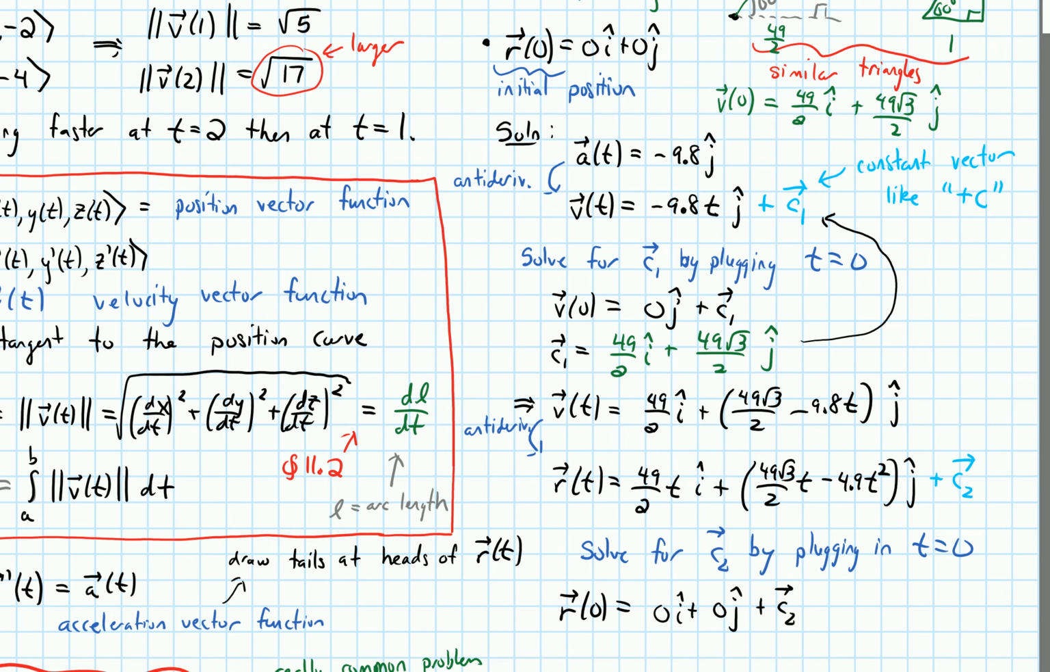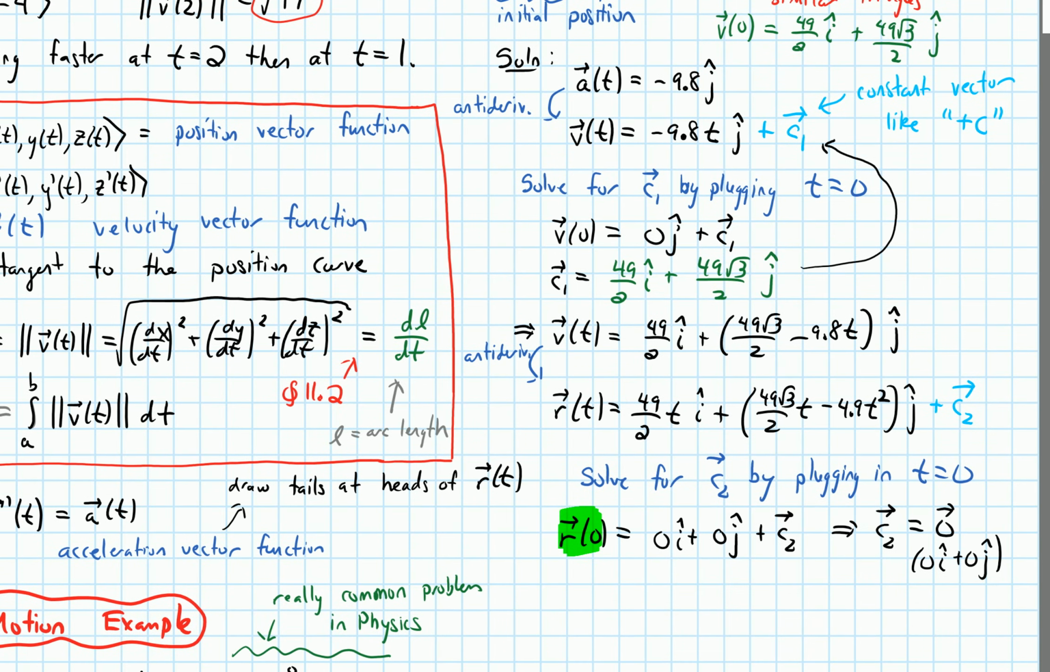But we know what r of 0 is. r of 0 is given to us up here. It's just 0. So overall, what we get is that c2 is just 0. Or we could write 0 i hat plus 0 j hat if we wanted to. But that's just the 0 vector. All right.